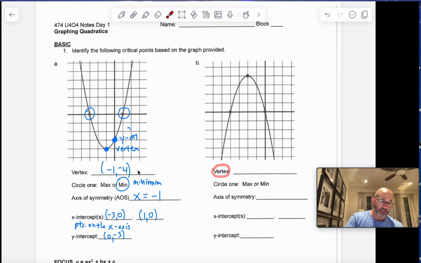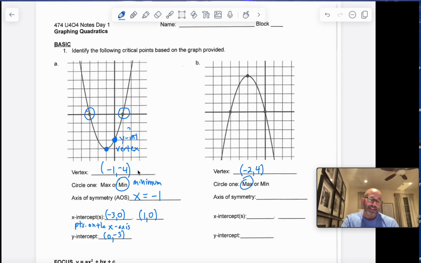Remember, the vertex is the point where my curve changes from increasing to decreasing or decreasing to increasing. And it's right there. That coordinate is at -2, +4. To get there, remember, from the origin, you're going to go left 2 and then up 4. Okay? Since that point is at the top of my curve, we call this a max.